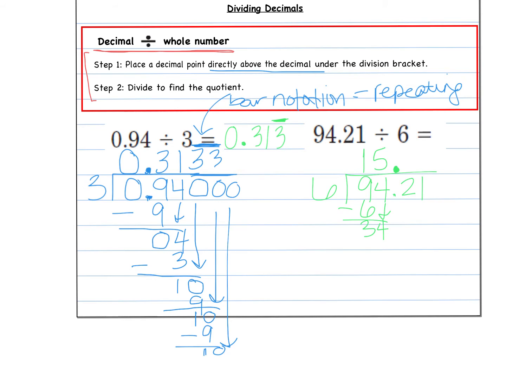5 times 6 is 30. 34 minus 30 is 4. Bring down the 2. So I have 42. 6 goes into 42 7 times. 7 times 6 is 42. That leaves 0, but then I bring this 1 down. So 6 goes into 1 0 times. 0 times 6 is 0.